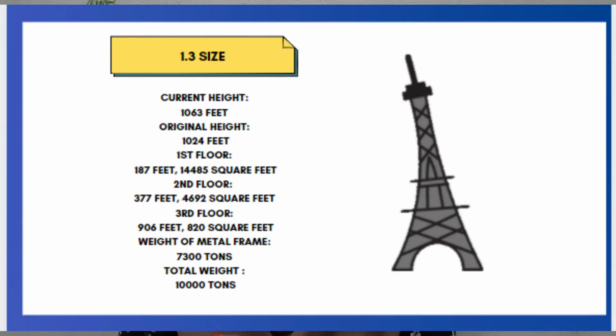And then the second floor has a height of 377 feet, and the area is 4692 square feet. And lastly, the third floor has a height of 906 feet, and the area is 820 square feet. The weight of the metal frame is 7,300 tons. And lastly, the total weight of this tower is 10,000 tons.